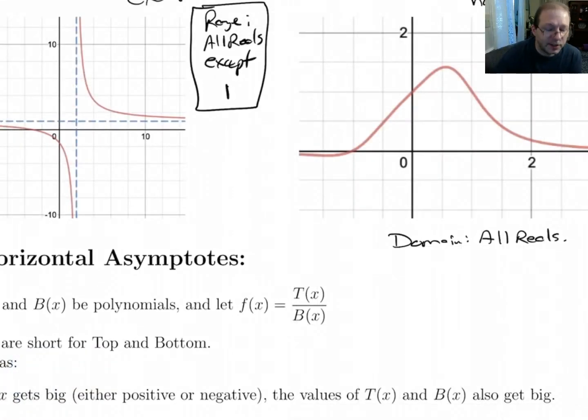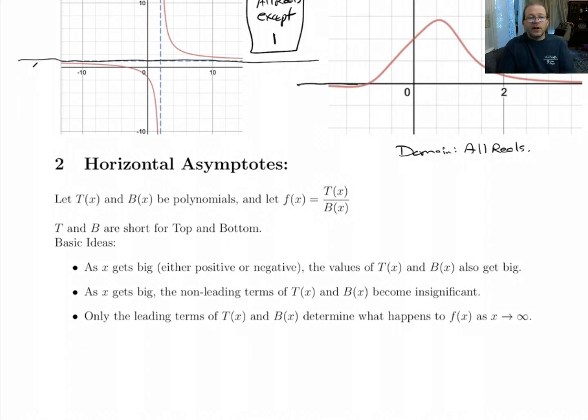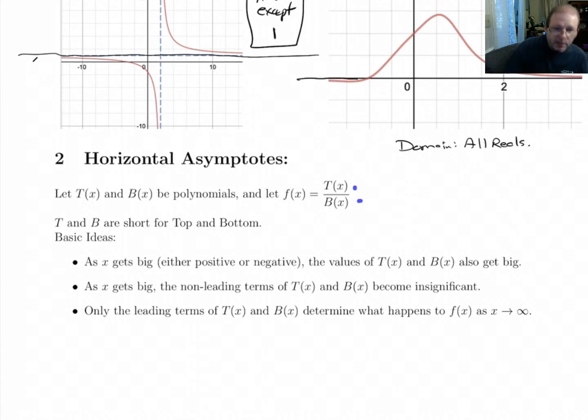So let's see, that's the next section. Horizontal asymptotes. Both of these graphs had a horizontal asymptote. This one had one at 0, and this one over here had one at 1. But let's look at how to find those in general. So what I like to do for my rational functions is I like to call them t over b. That way we have top and bottom.